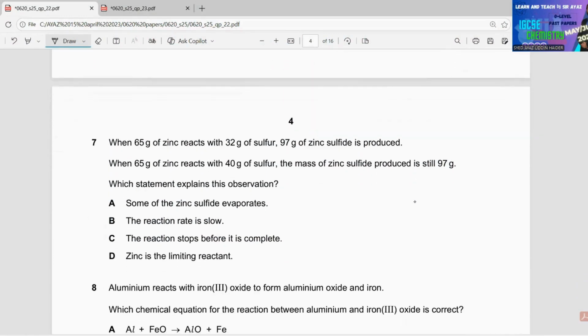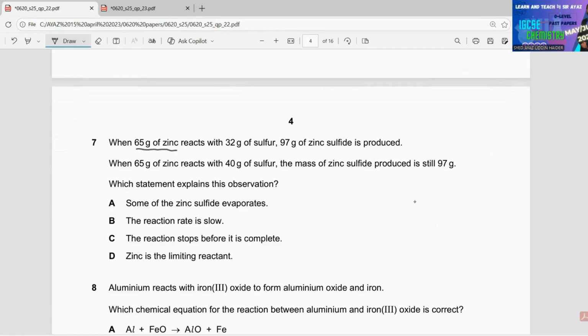MCQ number 7. When 65 gram of zinc reacts with 32 gram of sulfur, 97 gram of zinc sulfide is produced. When 65 gram of zinc reacts with 40 gram of sulfur, the mass of zinc sulfide produced is still 97 gram. Which statement explains this observation?